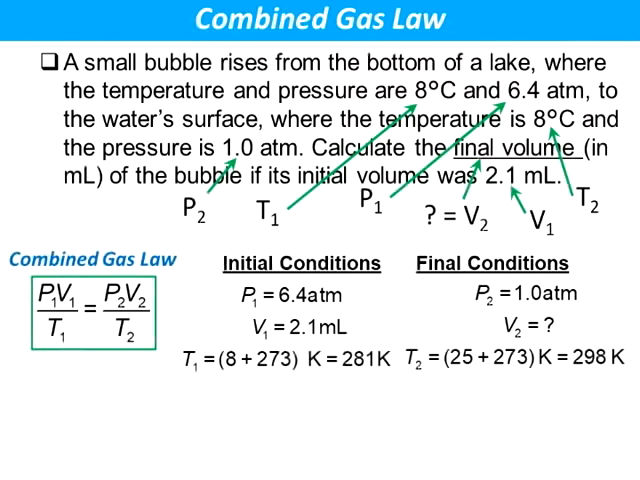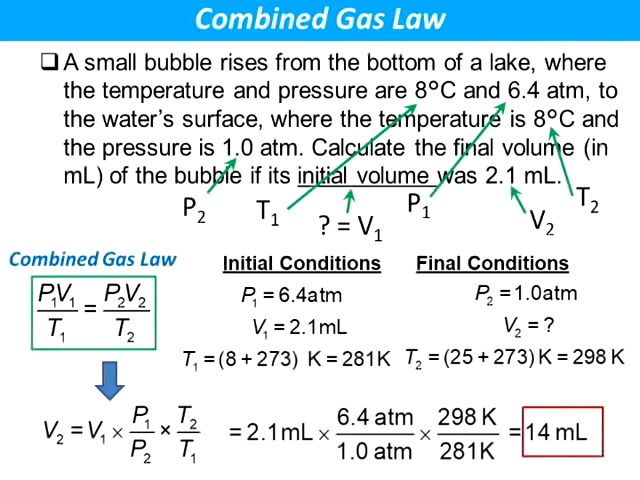We mark up our problem and we observe we have P, T, and V involved in this. When we see P, T, and V involved, we recognize this to be a combined gas law equation. So we set up our P1, V1 over T1 equals P2, V2 over T2. We record our initial conditions and our final conditions.